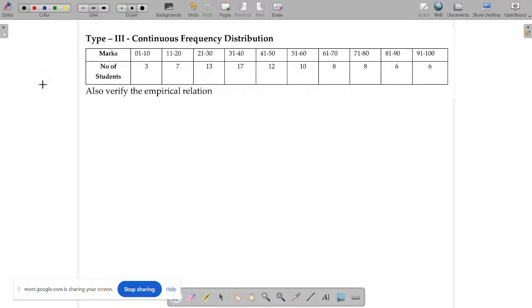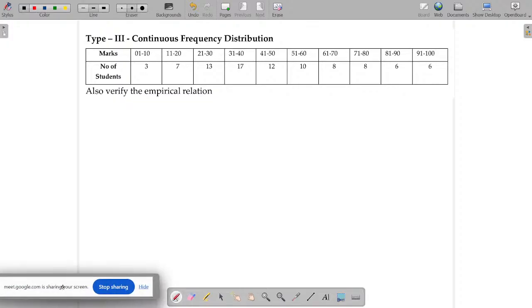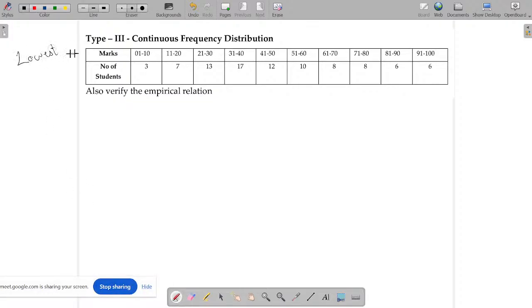Please, can you please join? What is the lowest mark here? Lowest one, highest 100. Okay. How many observations do we have? 90 or 91?